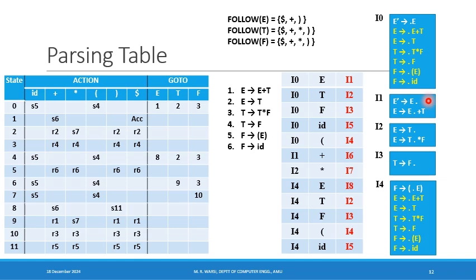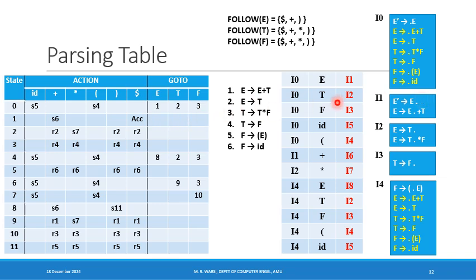This production was added by augmenting the grammar. So for this special LR0 item, we add the entry in the parsing table, state number 1, comma dollar. This is going to be the accept entry.